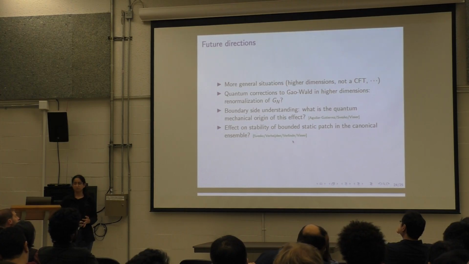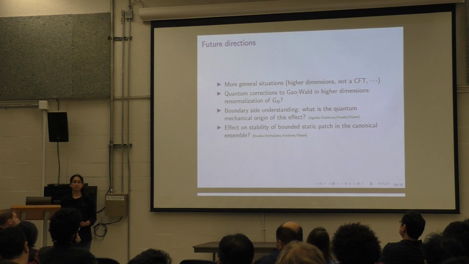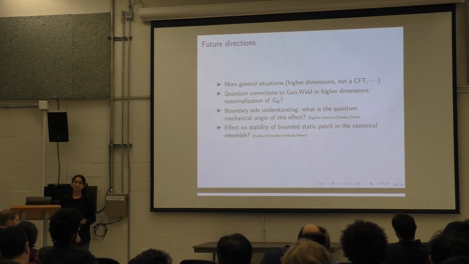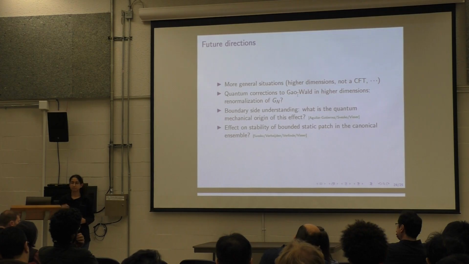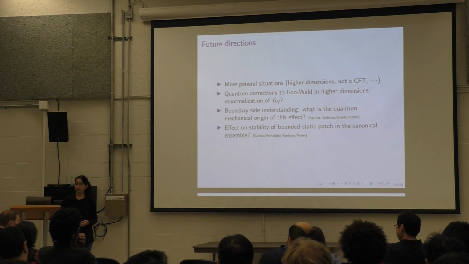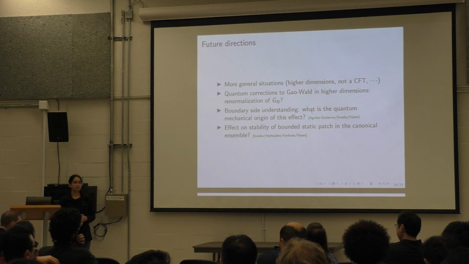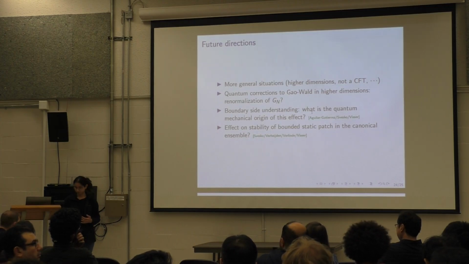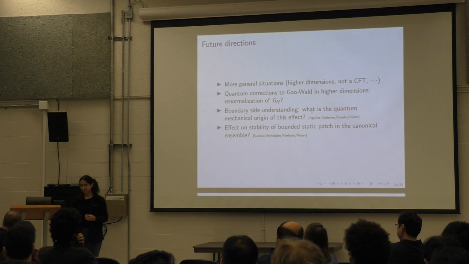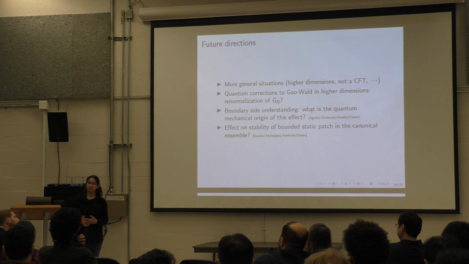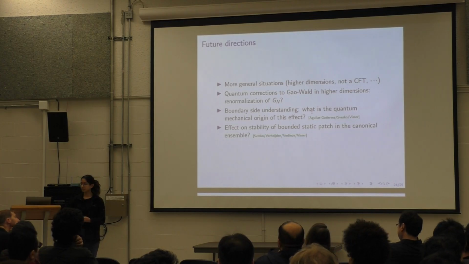So, to end with some future directions, it would be nice to study more general situations such as higher dimensions or where the matter content is not a CFT, to see if this weakly taller or weakly flatter effect is just some relic of having a very symmetric situation. And then it would also be interesting to consider quantum corrections to the Gao-Wald theorem in higher dimensions. For instance, what are the effects of the renormalization of G? So in particular, it's interesting to consider this because we want to understand what sorts of features the quantum theory of de Sitter space has.